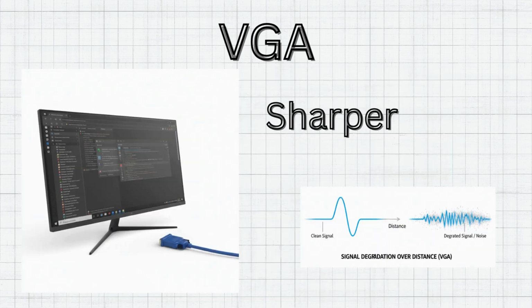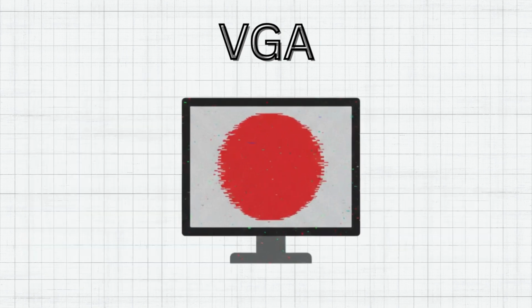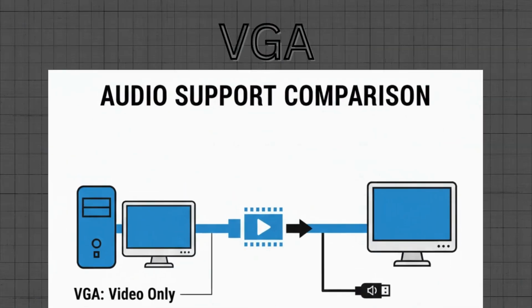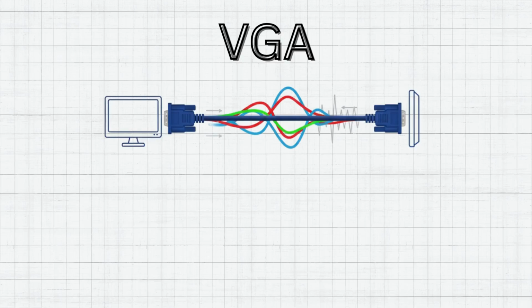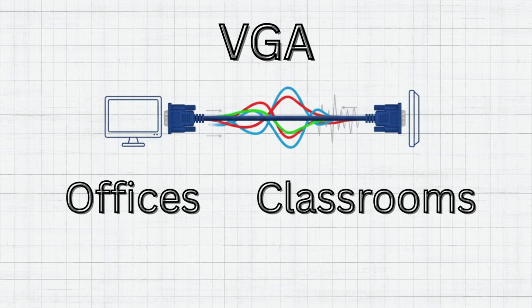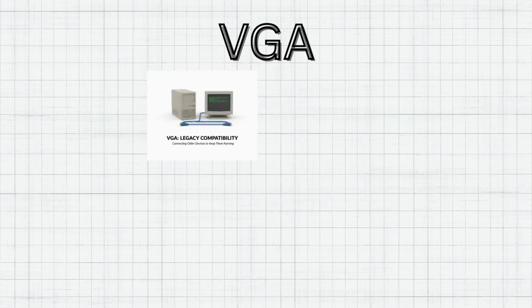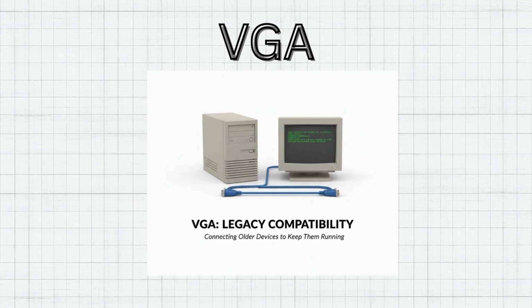Analog signals degrade, causing blurry images and interference. VGA also carries video only, no audio, no data, no control signals. Despite its limitations, VGA still appears in older offices and classrooms because legacy equipment lasts a long time. When you see VGA today, it's not there for performance, it's there for compatibility.